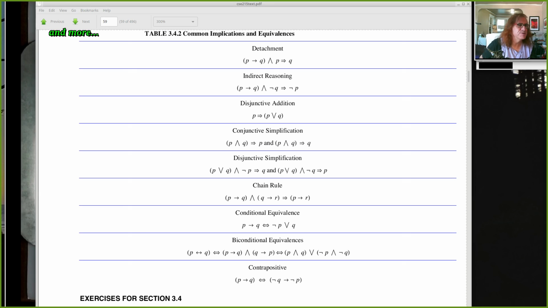All right, so there's more of these. Disjunctive simplification: P or Q and not P implies Q. And the second one is just using Q instead of P. P or Q and not Q implies P.